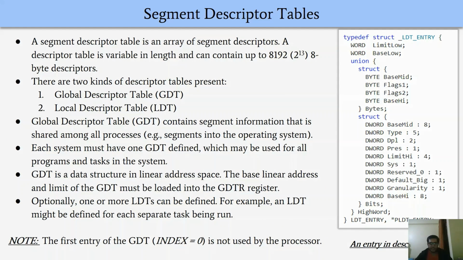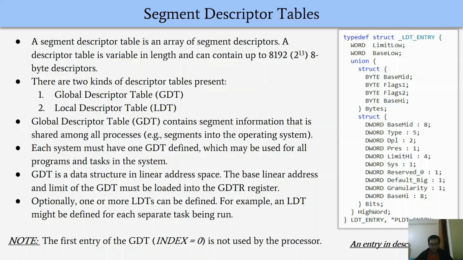So now we'll talk about segment descriptor tables. A segment descriptor table is nothing but an array of segment descriptors. It can be variable in size and length, but it can contain only up to 2 to the power 13 byte registers. There are two types of descriptor tables present in Windows XP, the first one known as the global descriptor table. The global descriptor table contains all those segment information which is shared among all the processes. Since it is global, each system must have at least one GDT defined. And since the GDT is an array, it must have some location where we can access it. That particular location, which is its base linear address, is stored in the GDTR register.